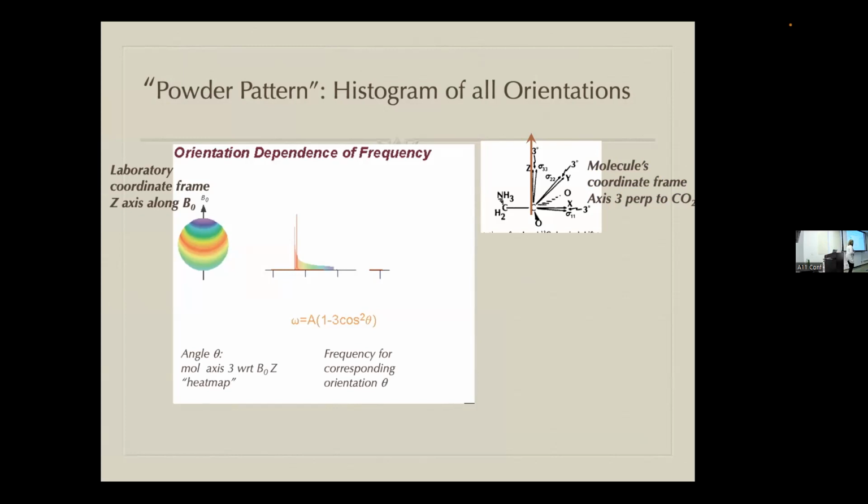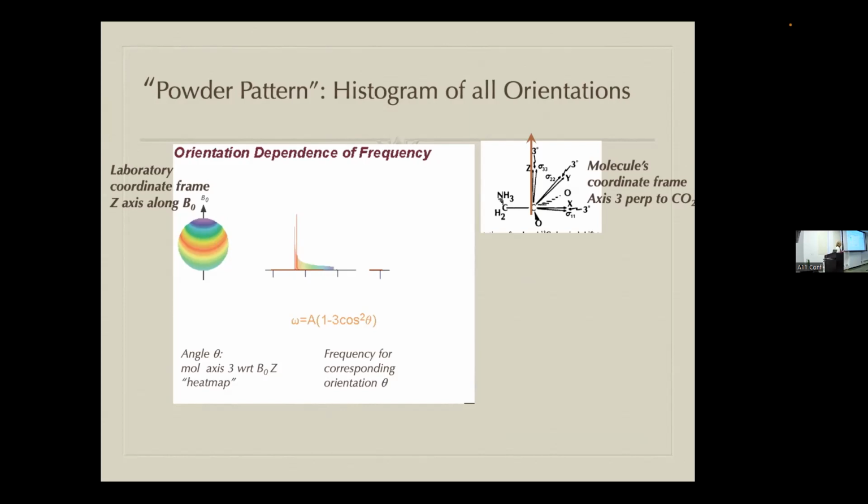The angle between this Z and this Z has been encoded in a heat map, meaning one extreme angle is blue and purple and the other is red, okay? So that's the angle theta that relates this z to that z. The frequency that you would get at that angle is over here. In other words, this orientation is that frequency. The purple orientation is the purple frequency. The red orientation is the red frequency.